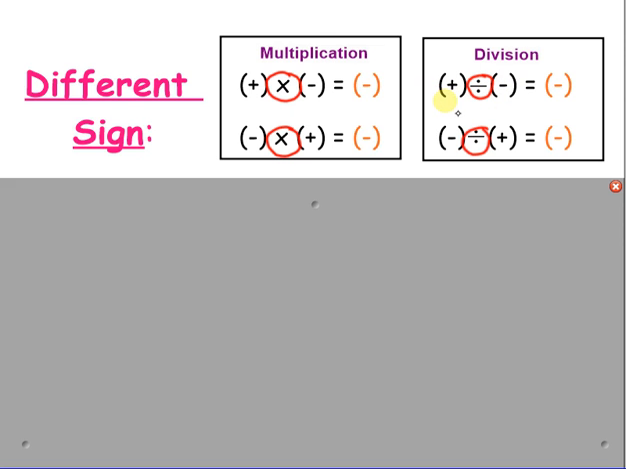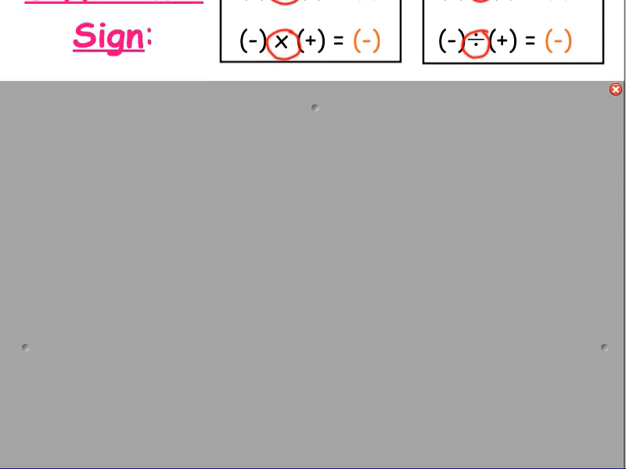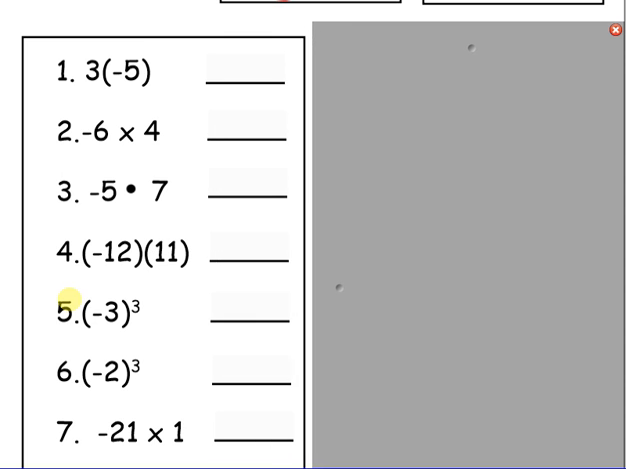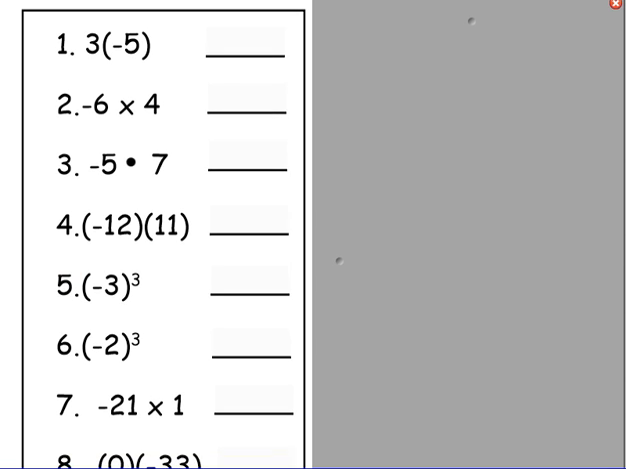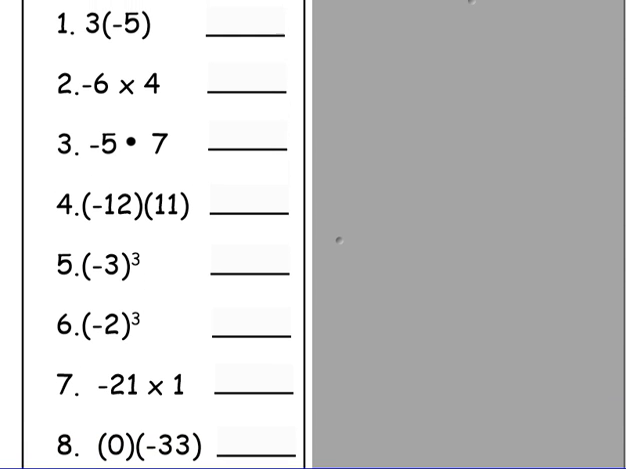Same thing over here with division. Your first number is positive, divided by your second number that's negative, the answer is negative. Over here, flip it around. When your first number is negative and you divide it by your second number that's positive, your answer is negative. Okay, so again, if you only have one negative number and you're multiplying or dividing, your answer should be negative.